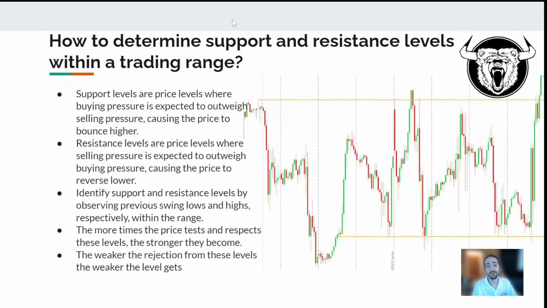Support levels are price levels where buying pressure is expected to outweigh selling pressure, causing the price to bounce higher. So this would be our price range. This would be the support level where buyers are stronger than sellers. Buyers again stronger than sellers, again stronger than sellers. Look at all the opportunities to buy at this price level that the market gave us. That would have been fantastic.